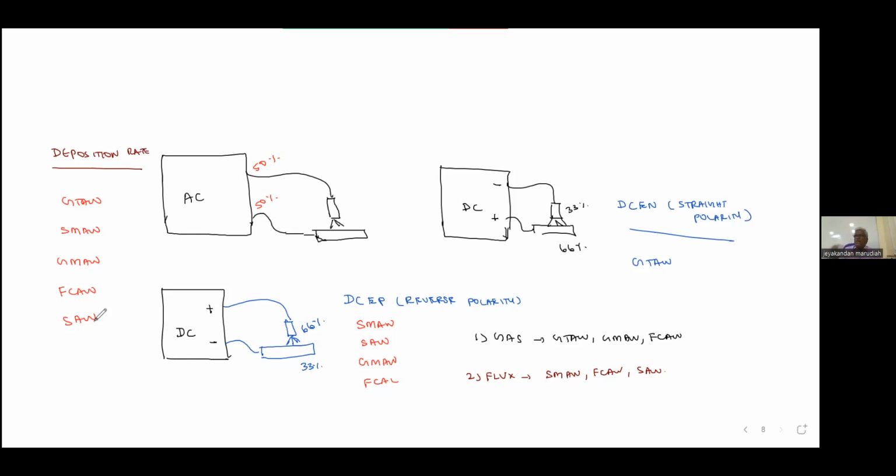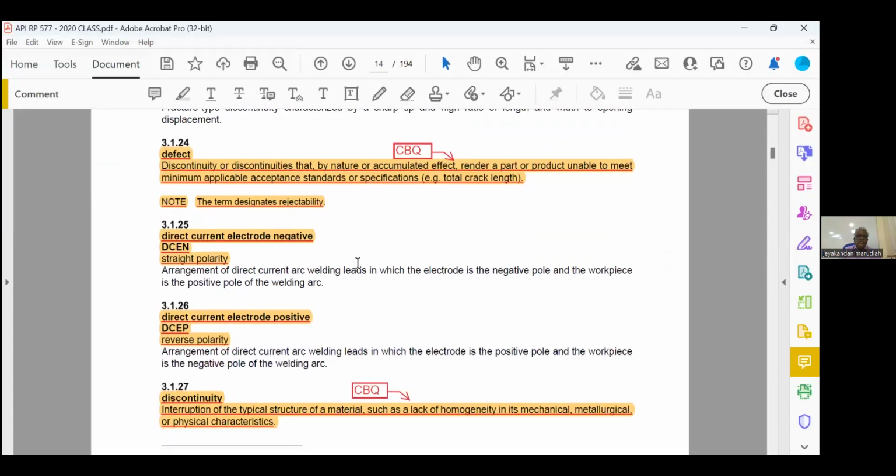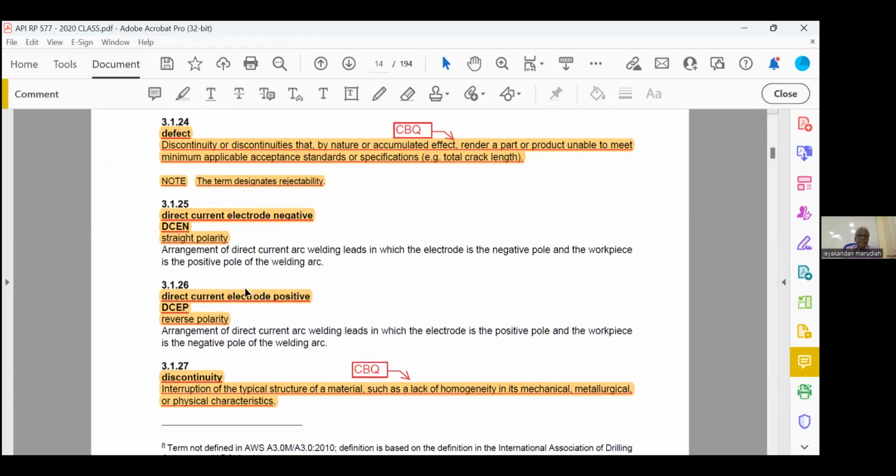Okay. Right. So please go to the code book. Direct current electrode negative, highlight this one, DCEN, another name is straight polarity. Direct current electrode positive, DCEP, that is reverse polarity. So you should know DCEN means straight polarity, DCEP means reverse polarity.